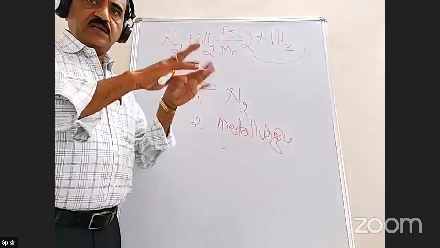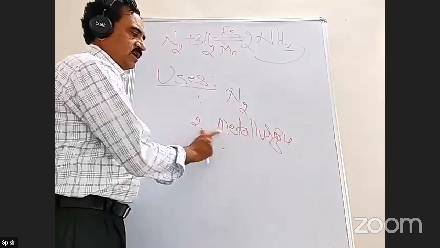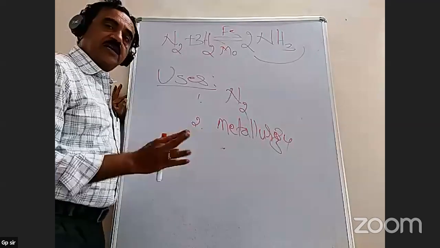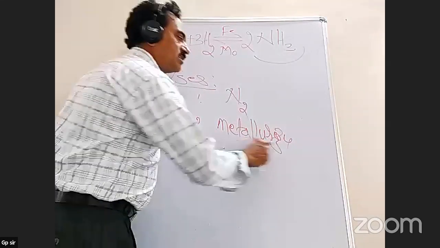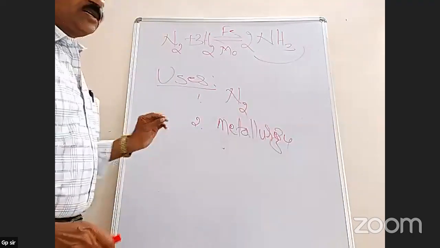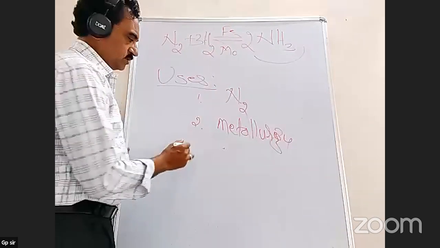So air should be displaced by nitrogen. This is the application: to provide an inert atmosphere in metallurgical processes. In the extraction of reactive metals, an inert atmosphere is required, and there nitrogen is used.